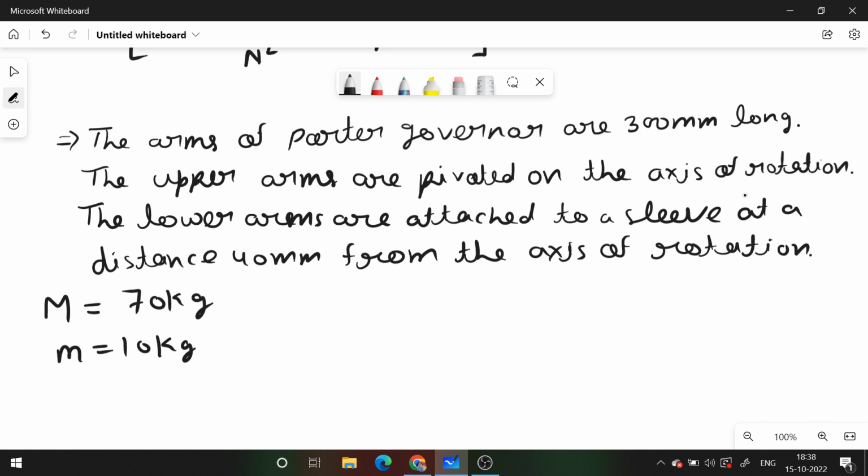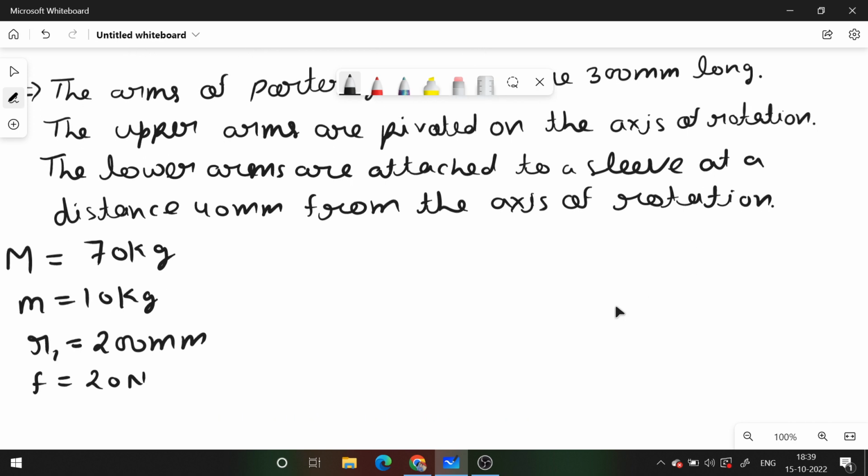Determine the equilibrium speed when the radius of rotation of the ball is 200 mm. If the friction is equivalent to a load of 20 Newton at the sleeve, what will be the range of speed for this position? What will be the range of speed of the rotation?